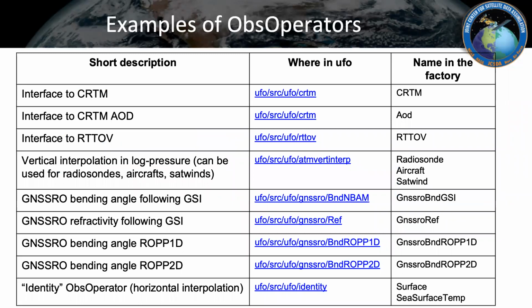So again, JEDI provides quite a few operators, and they span calls to radiative transfer models like CRTM and RTTOV, to GNSSRO related computations, to other types of interpolation, say in the vertical domain. And also we have some marine DA operators. We've got quite a few. And one other key thing is that if you click on these links, you're going to be exposed to, again, C++ files.